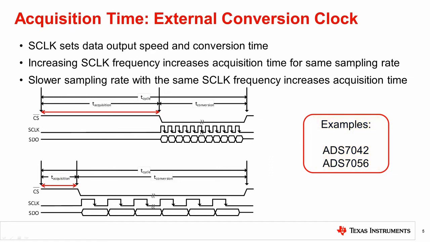Note that this method of setting the acquisition and conversion rate is typically used in lower resolution SAR converters, for example 8 to 14 bits. As mentioned previously, the higher resolution converters typically use the internal clock to set the conversion time.